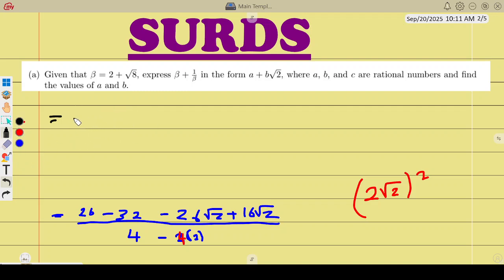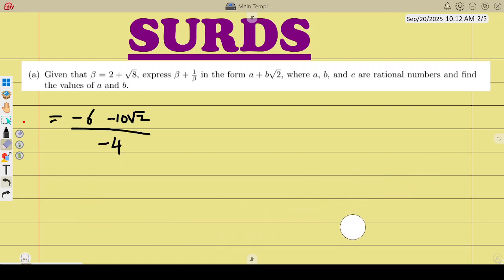This one, negative 6. And then negative 26 plus 16 is negative 10, and then we have a root 2 over. So this is 4 times 2, it's 8, meaning we have 4 minus 8, which is negative 4. And then from here you can see we can divide by 2 throughout, by 2 here, by 2 there, by 2. So now we're going to say 6 divided by 2, that's 3.